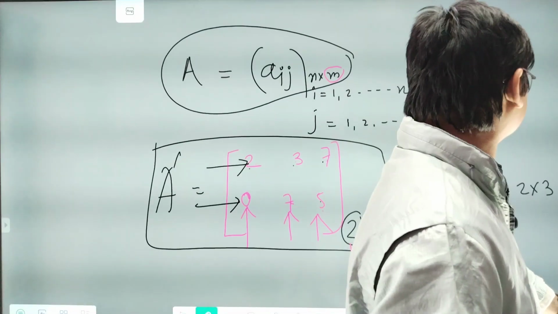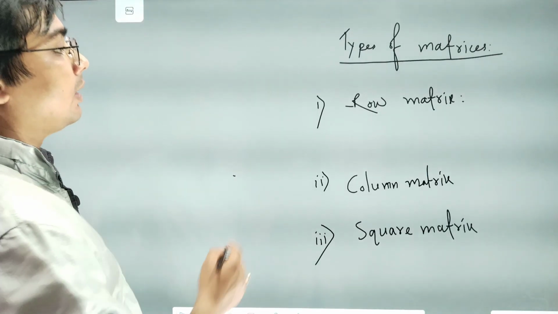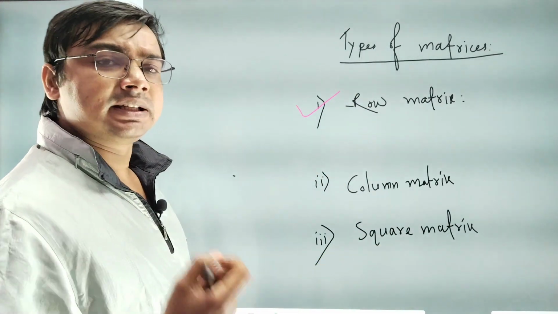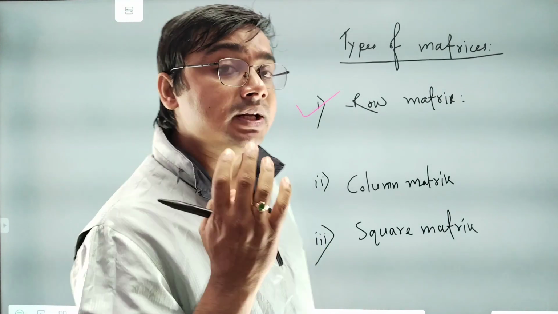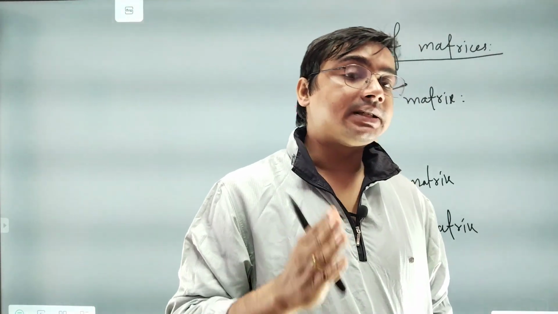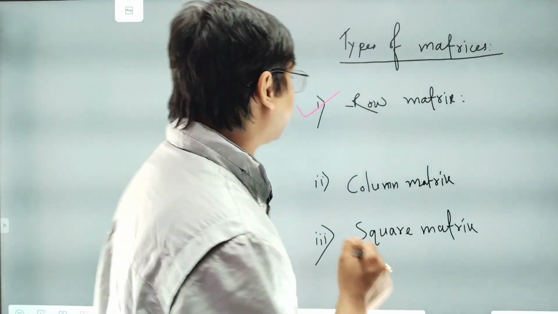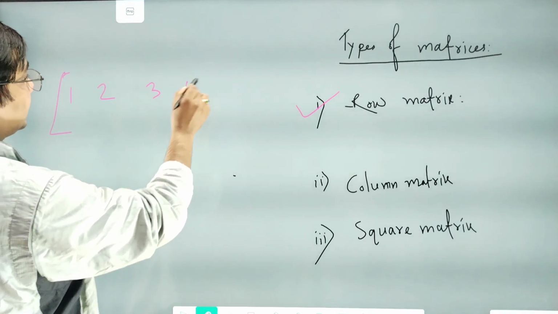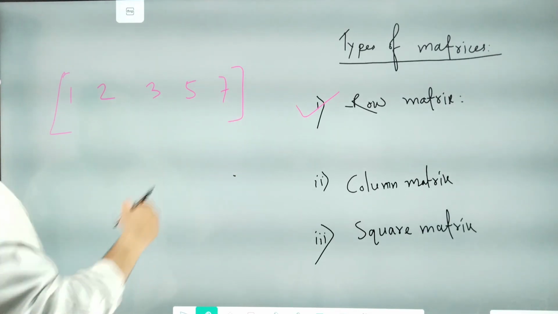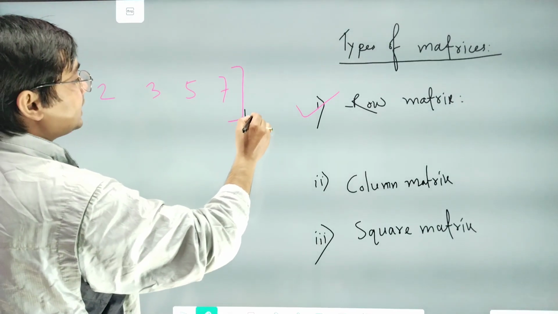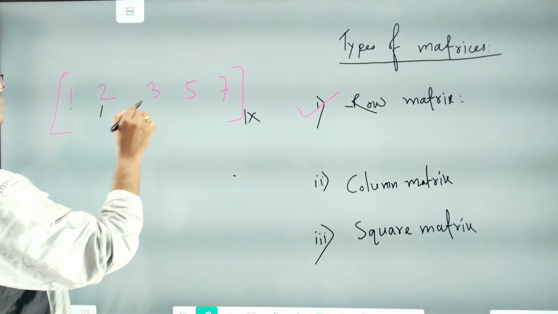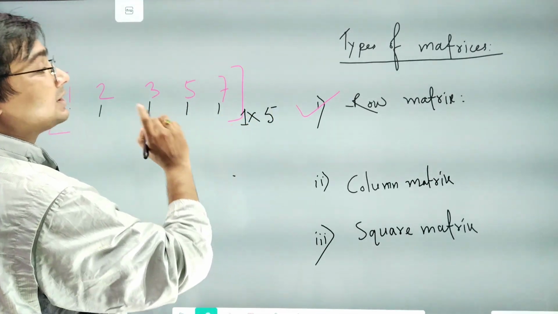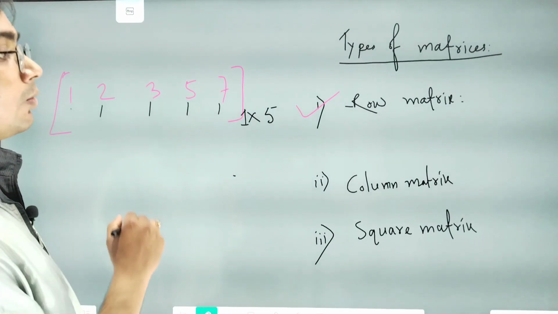These 2 are important types of matrices. One is called row matrices. A row matrix is nothing but a matrix which has only one row. For example, this matrix, suppose 1, 2, 3, 5, 7. So this is a matrix. How many rows are there? 1 row is there. How many columns are there? 1, 2, 3, 4, 5. 5 columns are there. So there is 1 row. That's why we call this matrix a row matrix.